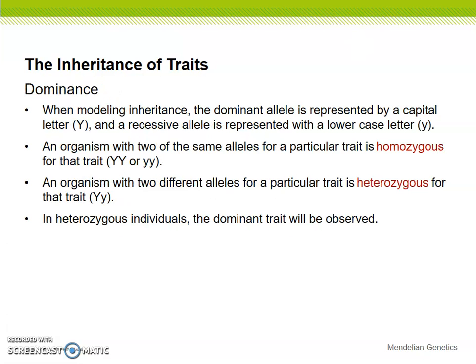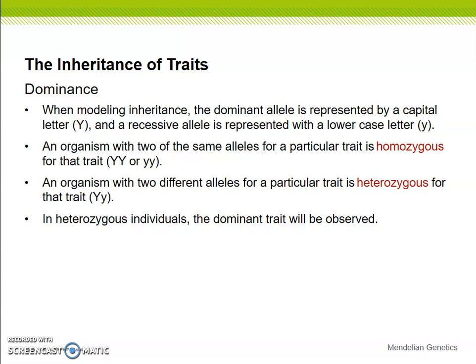Dominance. When modeling inheritance, the dominant allele is represented by a capital letter, in this case a capital Y, and a recessive allele is represented with a lowercase letter, in this case a lowercase y. An organism with 2 of the same alleles for a particular trait is said to be homozygous for that trait. So it would be capital Y, or lowercase y. Big Y would be homozygous dominant because dominant traits are represented with a capital letter, and lowercase y would be homozygous recessive because homo means same, so it's the same, recessive means lowercase.